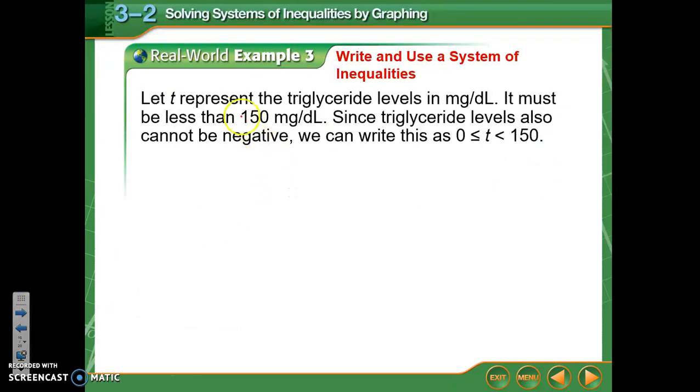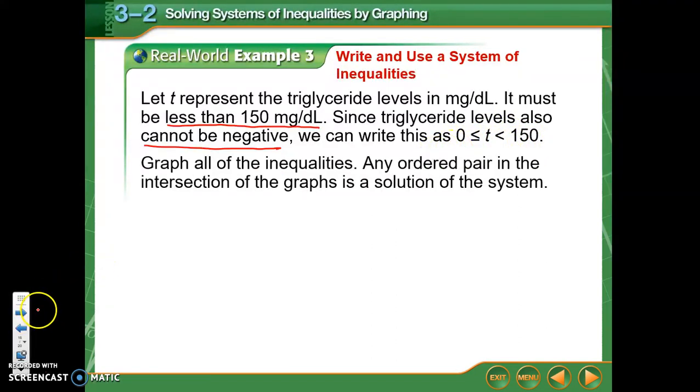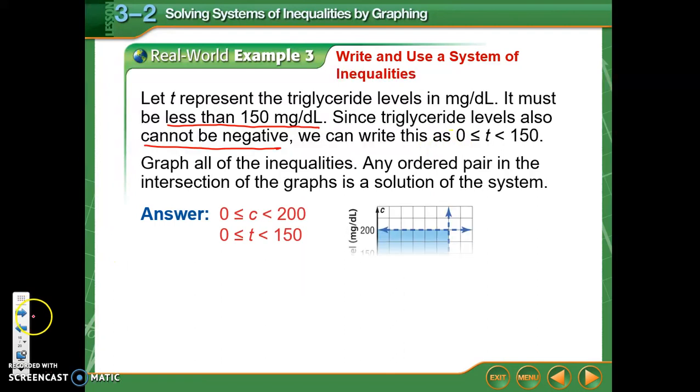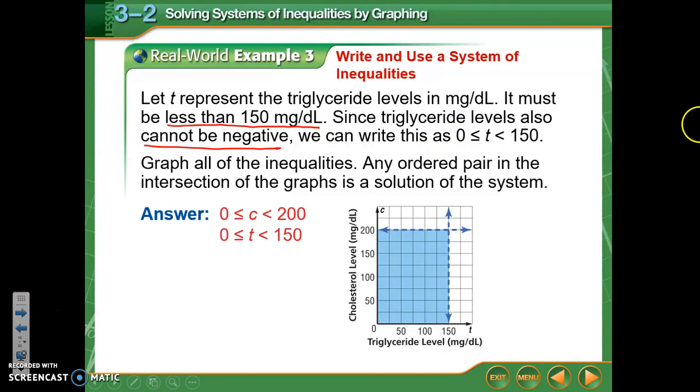Now T has to be less than 150 milligrams per deciliter. They also can't be negative. So T, our triglyceride level, has to be less than 150, but greater than or equal to 0. So we write it as a compound inequality like this. And when we graph, basically what we're going to do is we're going to graph this completely in the first quadrant. So that takes care of those zeros, right?